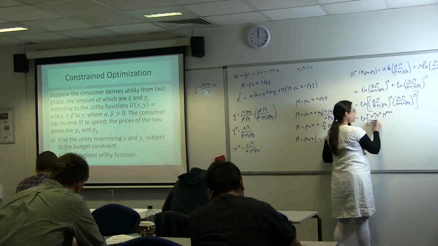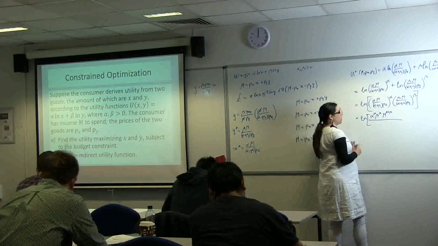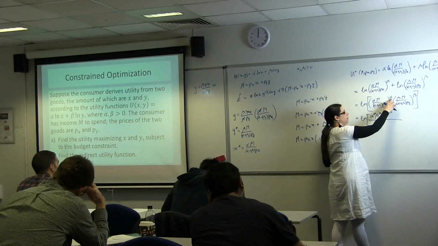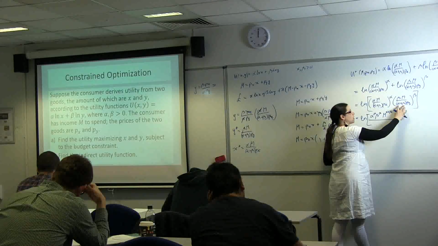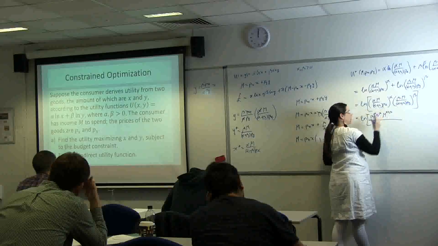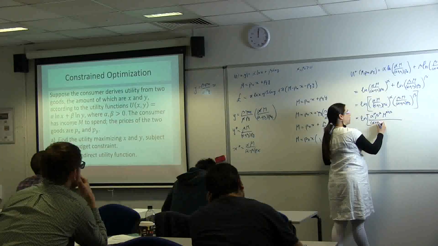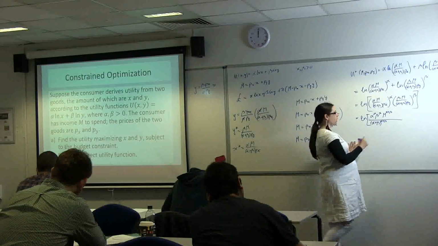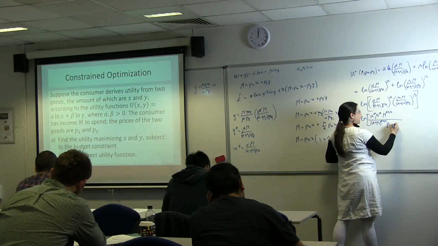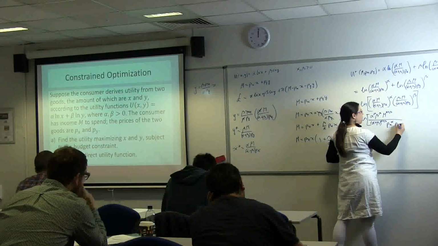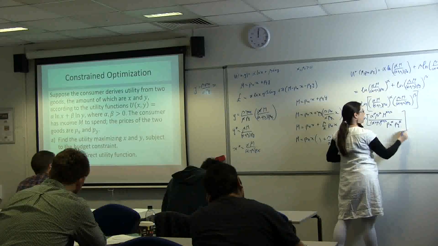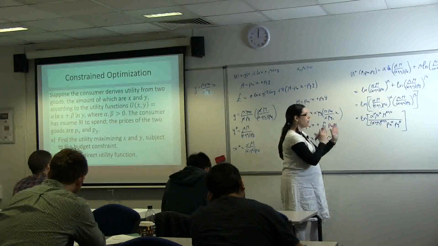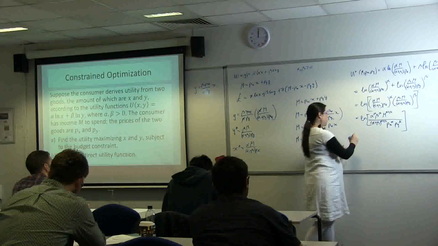What's going on in the denominator? I've got alpha plus beta to the power of alpha, and the same alpha plus beta to the power of beta. So there is alpha plus beta to the power of alpha plus beta. And I've got px to the power of alpha and py to the power of beta. And I'm going to do a tiny little bit of moving around.